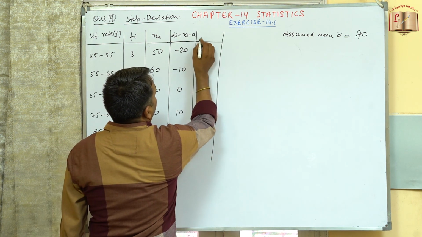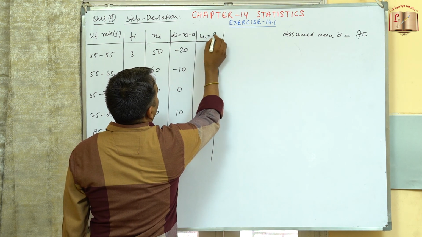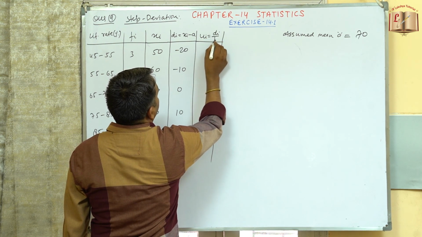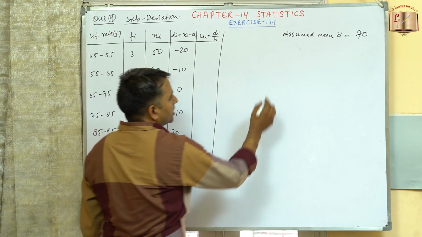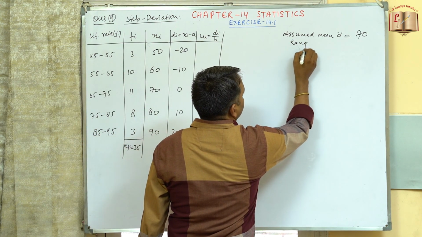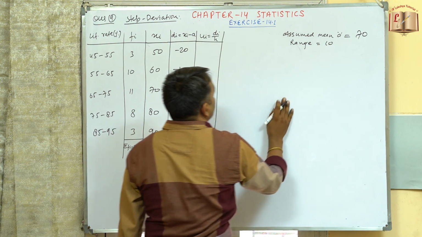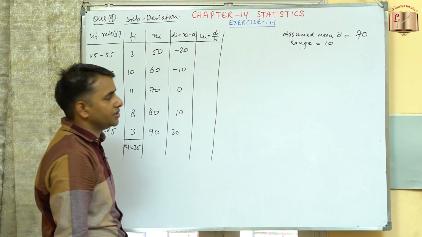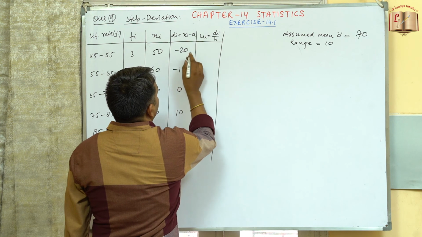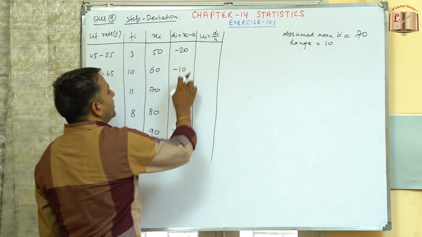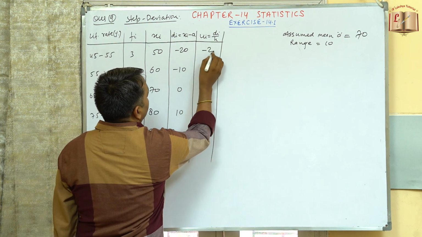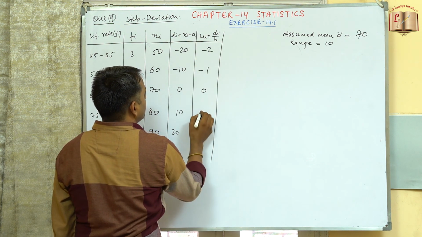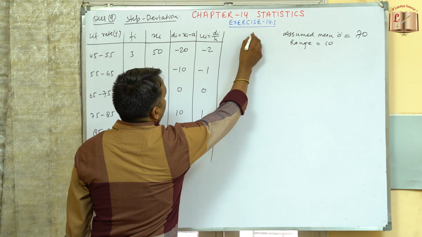Now we can find out the ui. This will be equal to di by h. h is the height or the range, which is given to us. Range is 10, upper limit minus lower limit gives us the range. Now all the values of di must be divided by h. h is 10, so this will be minus 2, minus 1, 0, 1 and 2.